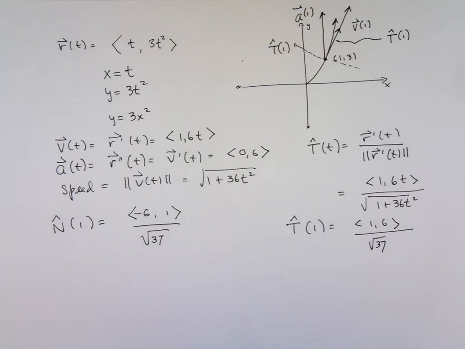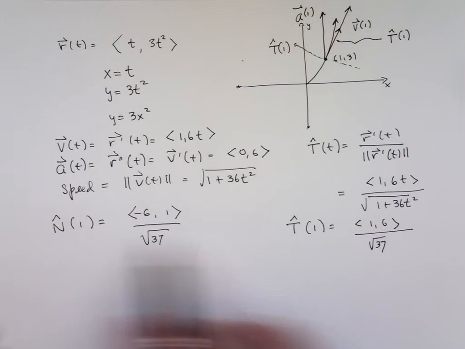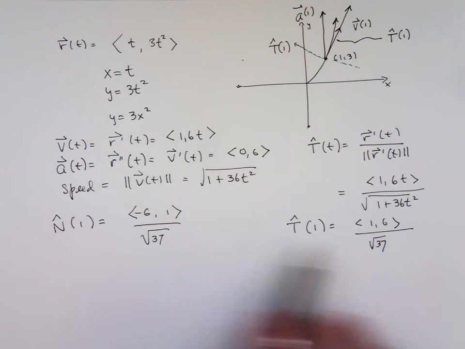Is it usually the x component that you switch signs? For parabolic functions that are opening up, yes. For parabolic functions opening down, it'll be the other way around. But you have to look at the graph. You just have to look at the graph. Those are the tangent, unit tangent, principal unit normals.